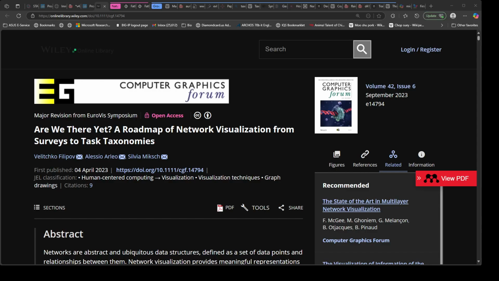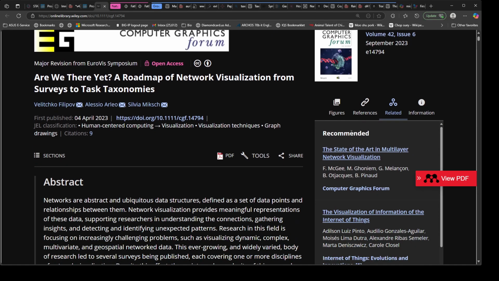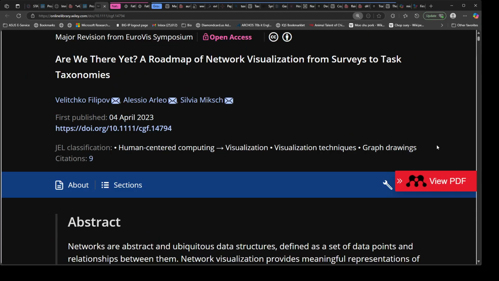Are we there yet? A roadmap of network visualization from surveys to task taxonomies, Part 1. Velitchko Filipov, Alessio Arleo, Silvia Miksch. First published April 4, 2023.